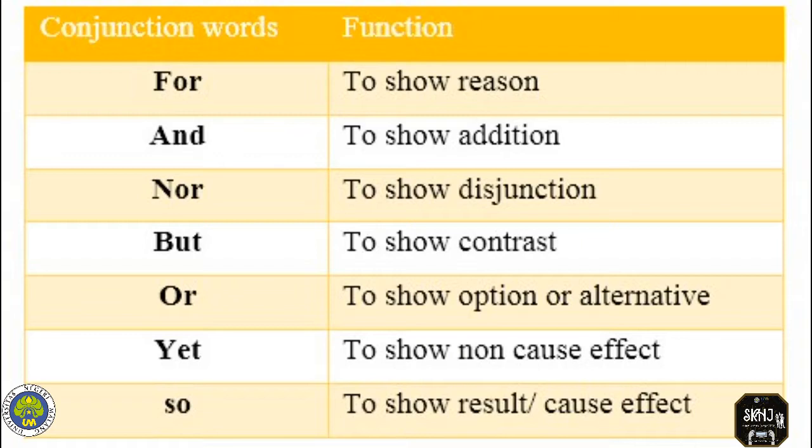Each of the coordinating conjunctions has its own function. For to show reason, and to show addition, nor to show disjunction, but to show contrast, or to show option or alternative, yet to show non-cause effect, and so to show result or cause effect.